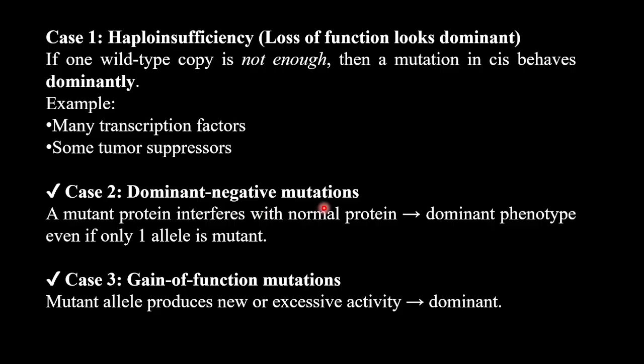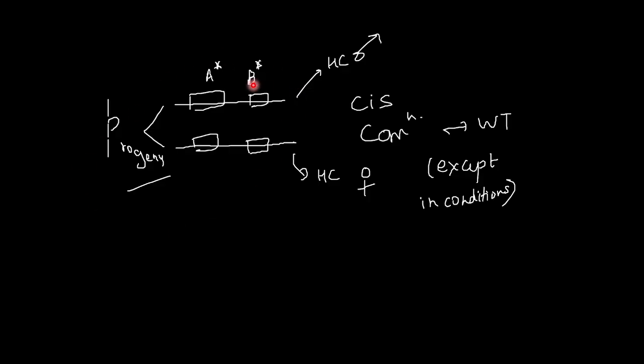Dominant conditions I already told you. If the condition is autosomal dominant, then a single copy of the mutant gene is enough to cause a disease. So in that case, you will get the mutant phenotype. And the gain of function mutation: the mutant allele produces a new activity and it becomes dominant in that condition. So these are the three conditions where, in case of cis complementation also, you will get the mutant phenotype. Otherwise, in the majority of cases you are going to get the wild type phenotype.